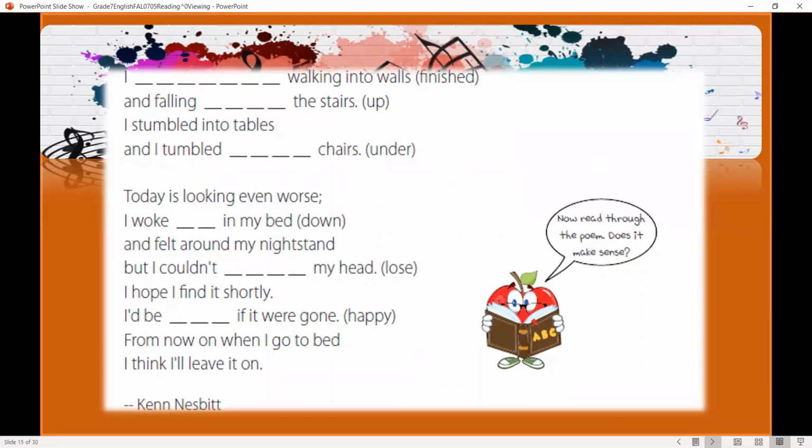Okay, let's do this one together. Something walking into walls. So the opposite of finished. What's the opposite of finished? Yes, very good. Nicely done. I started walking into walls and falling something the stairs. There we go, and falling down the stairs. I stumbled into tables and I tumbled something chairs. What's the opposite of under?